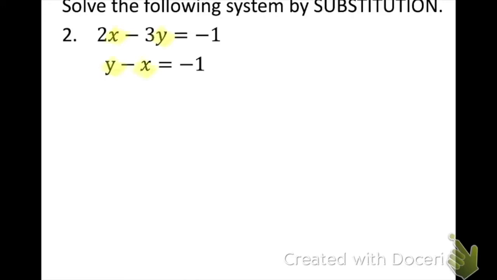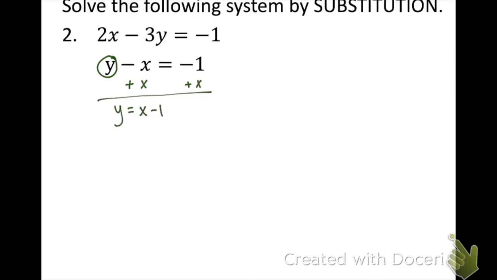To me, the easiest one looks like it's this y, because it doesn't have a coefficient in front of it, and it's positive already. This x has a negative in front of it, so we'd have to deal with the negative. So let's solve for this bottom y right here. The way I'm going to do that is I'm just going to move my x over, and my new equation is y equals x minus 1.